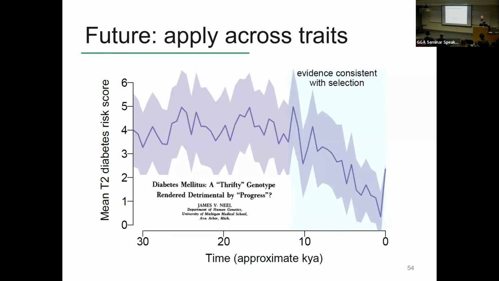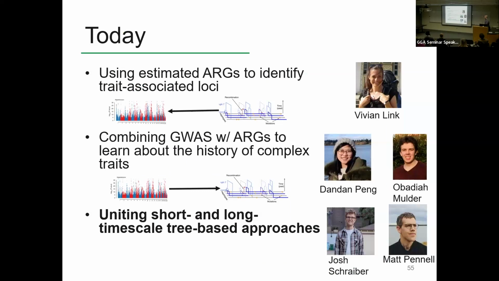Just for time, I'll skip this. We want to apply this across traits in the future, and we have some interesting looking empirical results from the things we've done. But I want to get onto the third project, where we actually unite short and long time scale approaches.